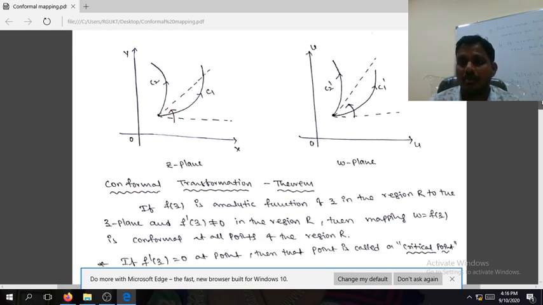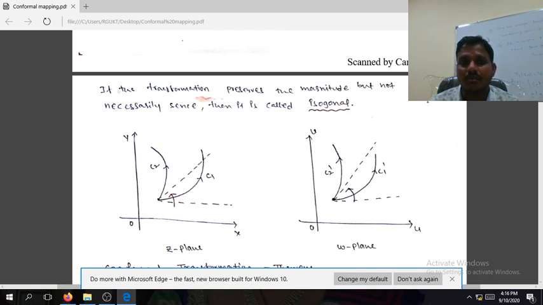Suppose the transformation preserves the magnitude but not the sense. Sense means anticlockwise or clockwise direction; generally, we measure the angle in the anticlockwise sense. If we concentrate only on the magnitude and neglect the sense, then we say that the transformation is called an isogonal transformation. This is a formal definition.